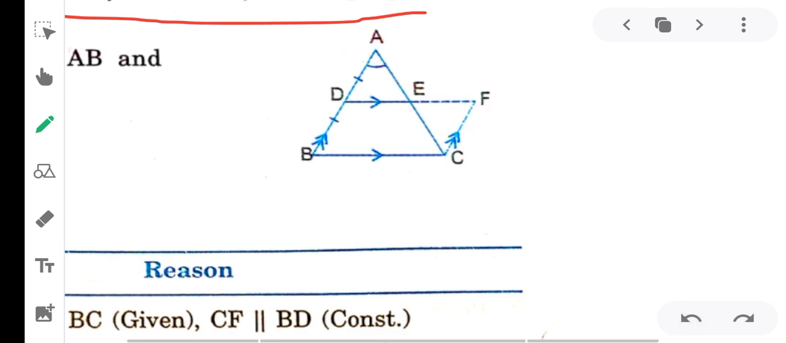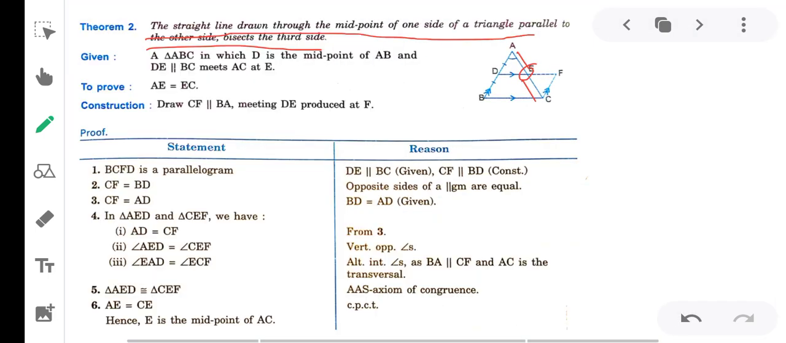Clear? Now triangle AED is congruent to triangle CEF, so AE equals EC by CPCT. If these two triangles are congruent, then AE equals EC. Clear? That means E is the midpoint of AC. So the converse of the midpoint theorem says the straight line drawn through the midpoint of one side of a triangle.